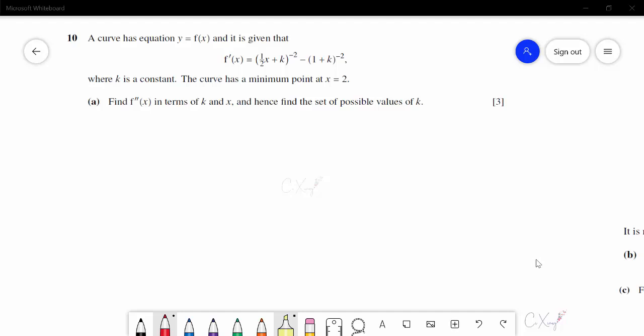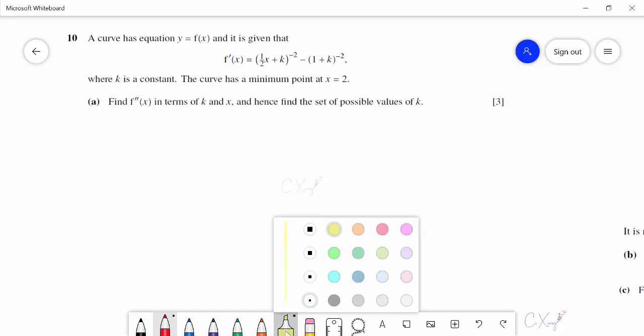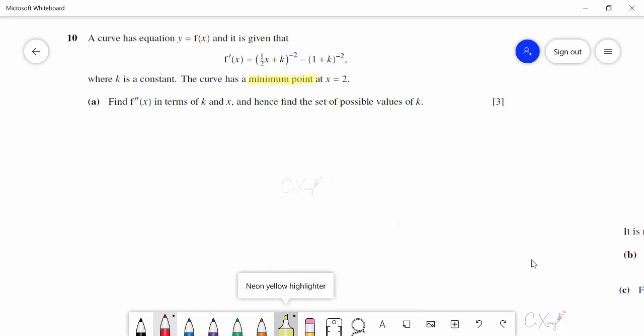Okay, so we have come to the very last question, question number 10. They give us the equation y equals f(x) and f prime x, where k is a constant. So k is a number actually. The curve has a minimum point at x equals 2. For the first part, they want us to find the second derivative, f prime prime x, in terms of k and x. Then after that, they want us to find something else. So maybe I'll focus on the first part first. Find out f prime prime x.